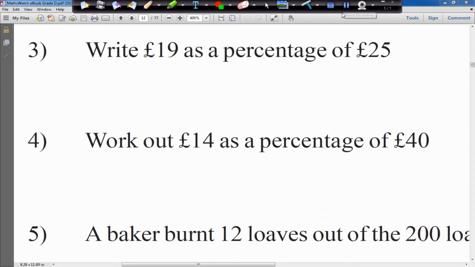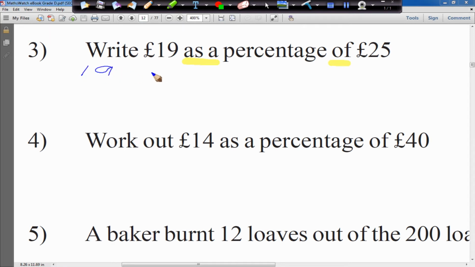Okay, right. Question number 3 now. We're looking at a different type of language here now. We are looking at the words, write £19 as a percentage of £25. So the word out of has been replaced with as a. It means the same thing. So this is an alternative we use in the examination. So it is still the same.